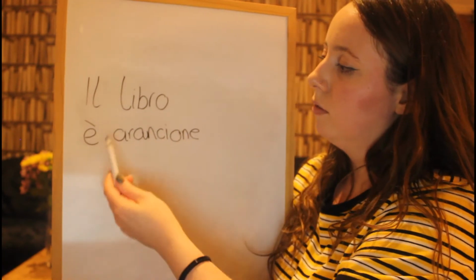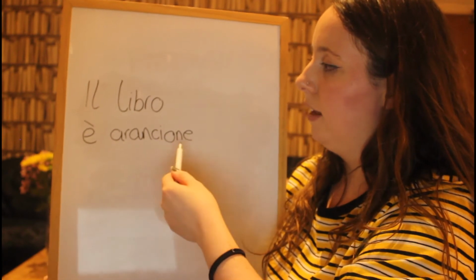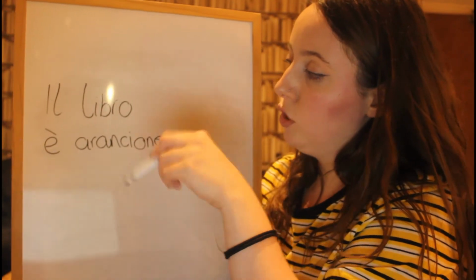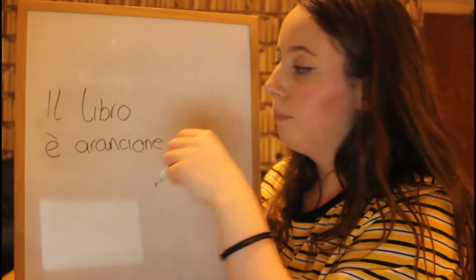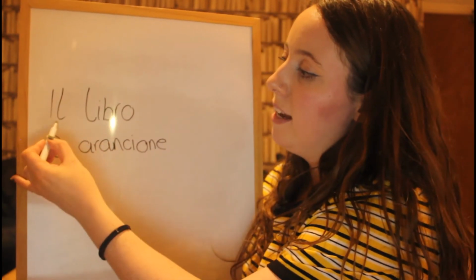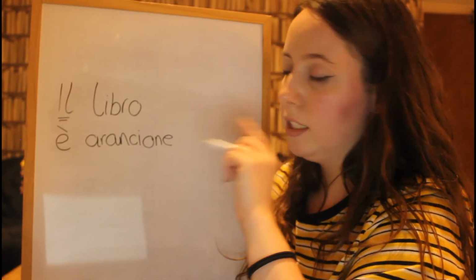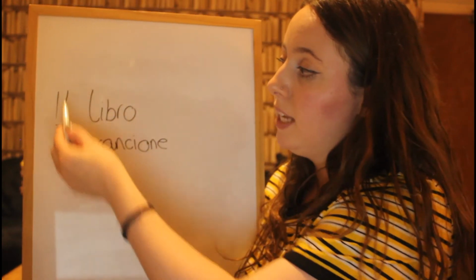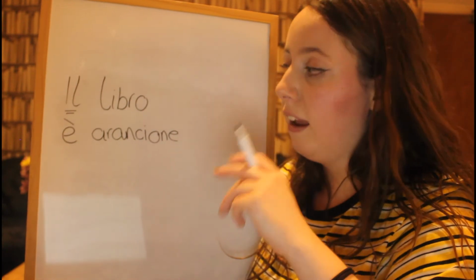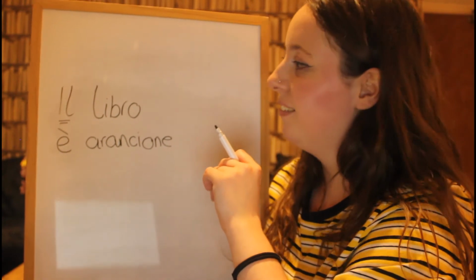Il libro è arancione. Il libro è arancione. The book is orange. Just as il cielo was il, libro is also masculine. It's always masculine. So it has il as the definite article. It's singular, one book. So that's why we use il. But there is a different form of the that we would use if it was plural, but it's not, so we're just focusing on the singular right now.